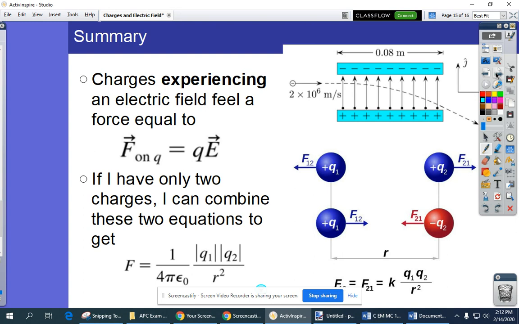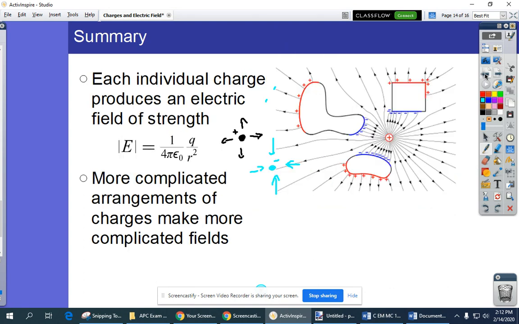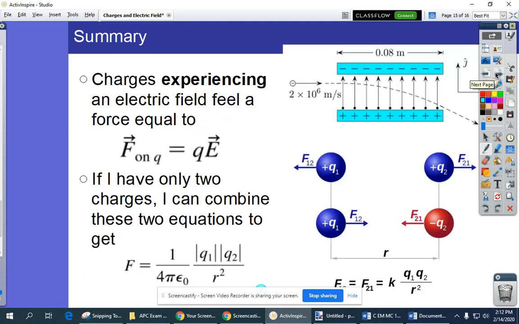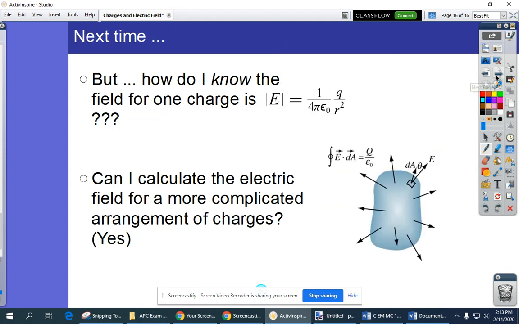So there's a lot of different things that I can do here. If I need to find the electric field, I've got this. If I already have the electric field, I have this. And if I just have 2 charges, I can kind of short circuit finding the electric field and do this. The last thing that I want us to leave with is this question.